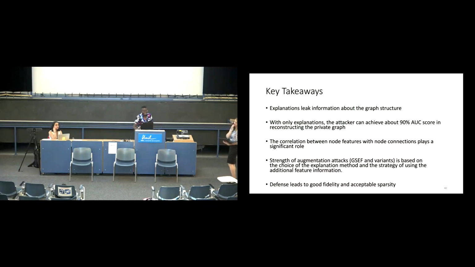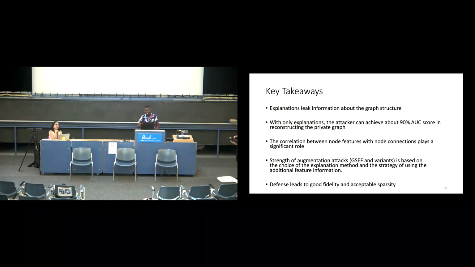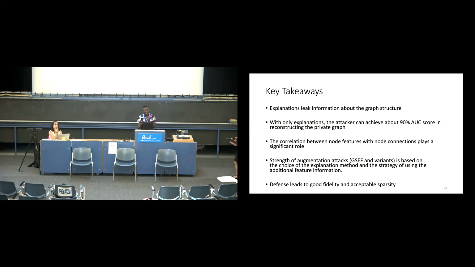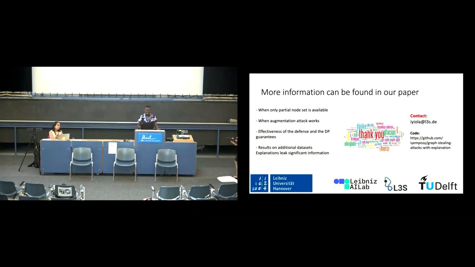All right, so the key takeaways are these. We can actually reconstruct the private graph over 90% of the time. And also, the strength of the attacks depends on the choice of the explanation method and how you combine them. All right, thank you very much. We have code available, and I'm open for questions.